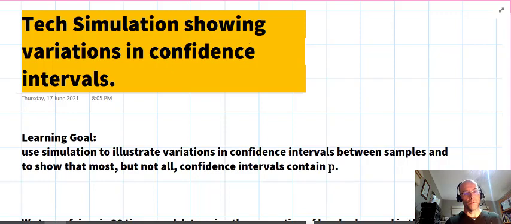Okay, we're going to use technology to support simulation, and it's going to show variations in confidence intervals. Our learning goal, you can see, is to use simulation to illustrate variations in confidence intervals between samples and to show that most, but not all, confidence intervals contain the population proportion parameter that we're looking for.